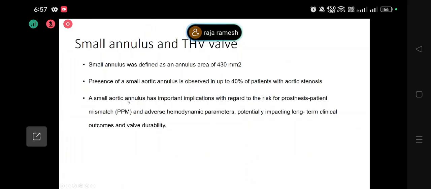So small annulus, what is the definition of a small annulus? Small annulus was defined as anything less than 430 millimeter square of the annular area or 23 mm diameter. So around 40% of the patients, especially in India and the Asian subcontinent, have small annulus. What is the problem with small annulus? There is a risk of patient prosthesis mismatch if we are not selecting the proper device.